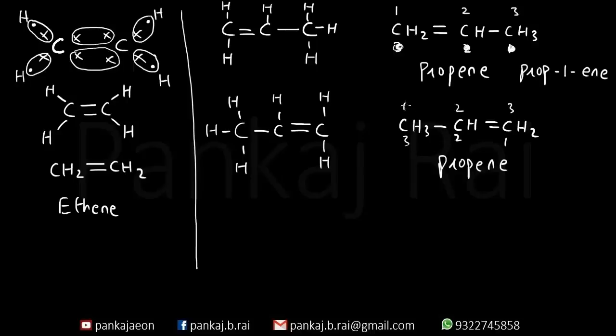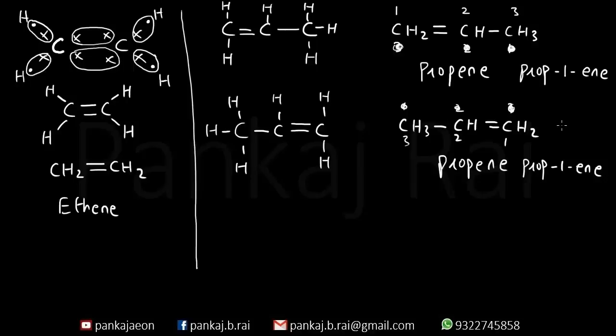So this is the correct series, whereas this is the wrong numbering. Now here, as you can see, that double bond is starting from the first carbon. So it can also be written as prop-1-ene, one stating the position of the double bond. As I already told you, both the compounds are exactly the same. They are just mirror images of each other from left to right and right to left. They both are called propene, or they can also be called prop-1-ene.